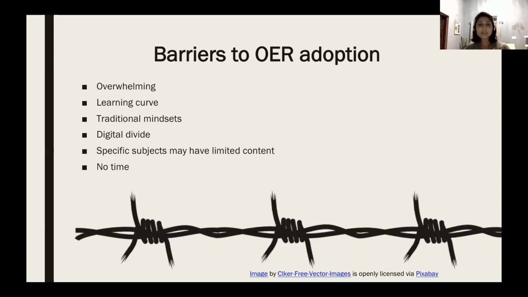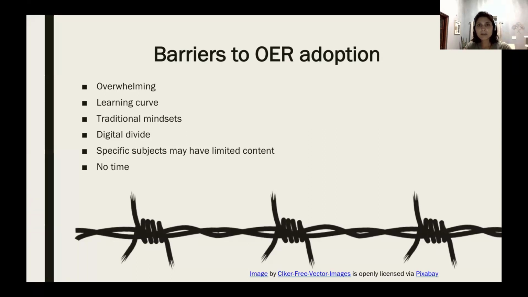And there is the learning curve. People who are very well-versed in using websites and systems may find it very easy to access and understand the material, topic, and content, but people who are not may still find it difficult to understand and grasp the content. Another main reason is the traditional mindset. People still prefer having a textbook, something in hard copy, instead of using something which is being transformed into digital form.